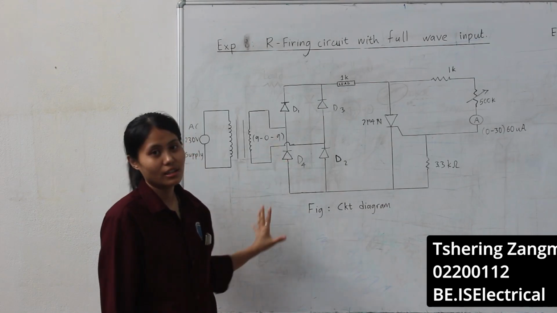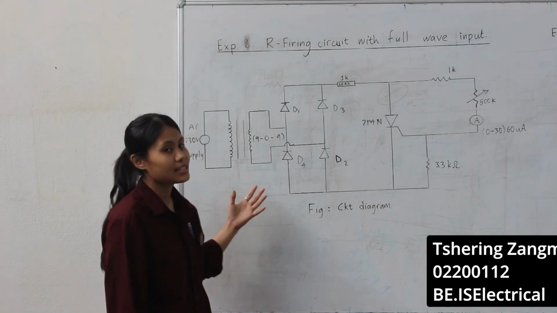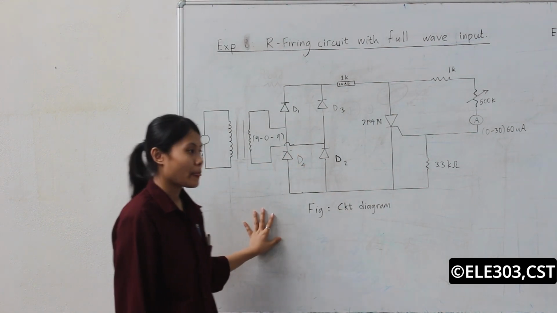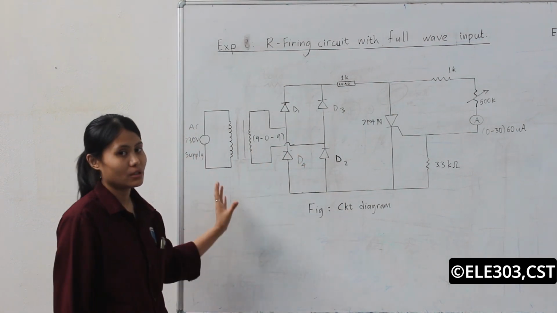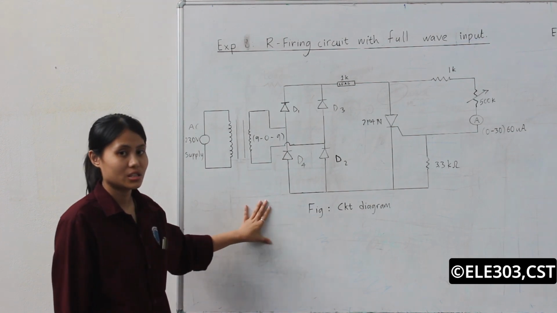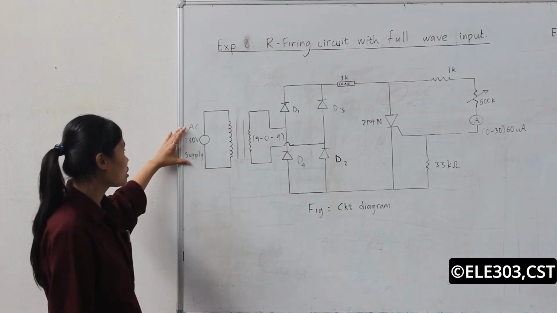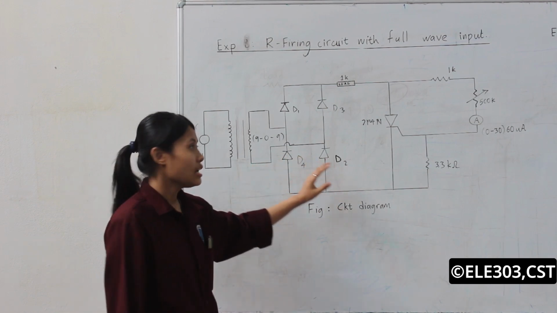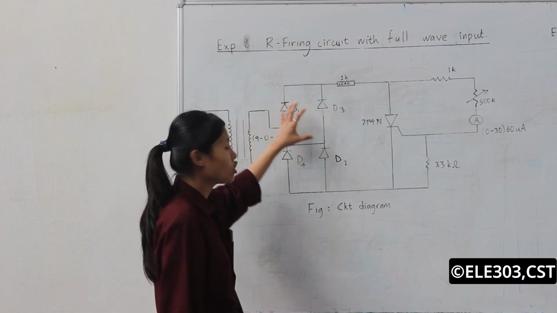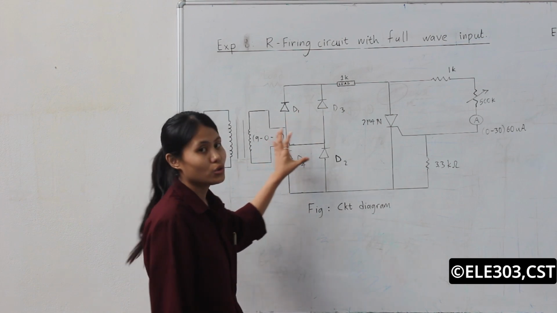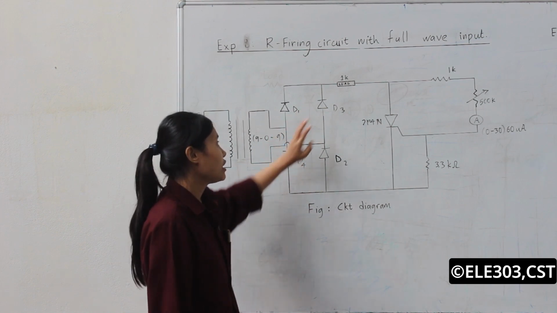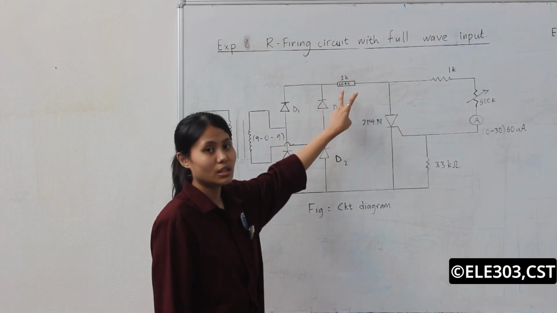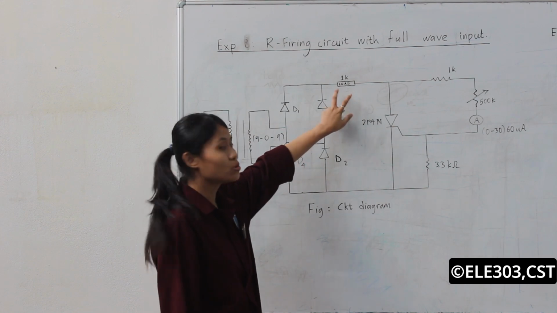So as you can see here, this is the circuit diagram for the R firing circuit for a full wave input. If I explain a bit about the construction of the circuit diagram, here we have a 9-volt AC supply that we provide to our circuit, and this is the assembly of our 4 diodes. We are going to use 4 diodes out here, and then here is a load resistor from where we are going to take the output waveform.